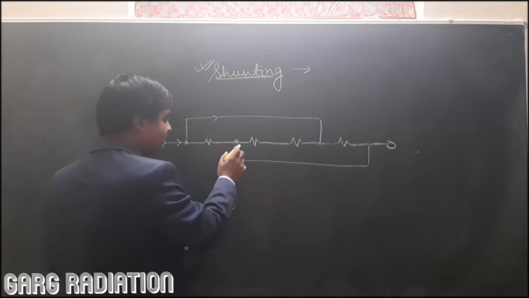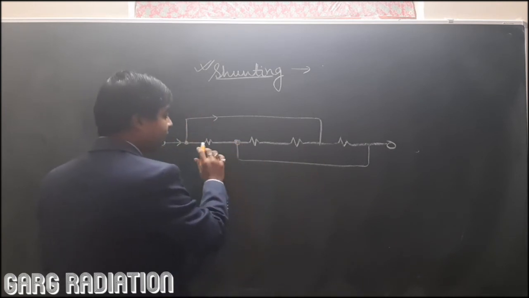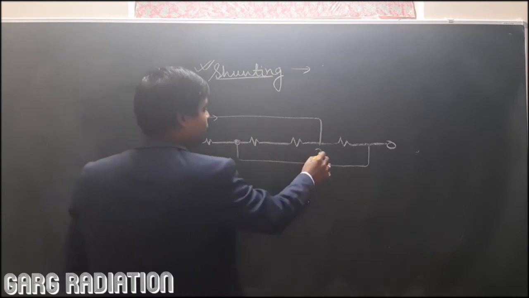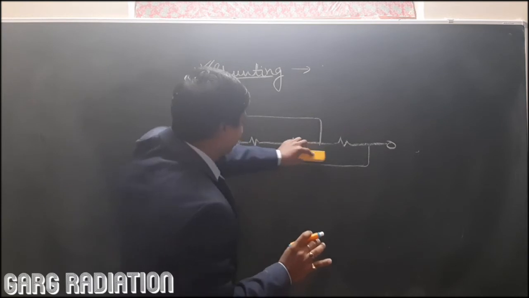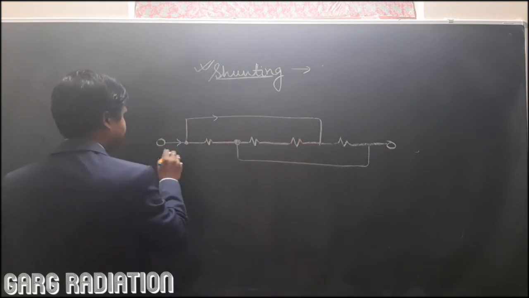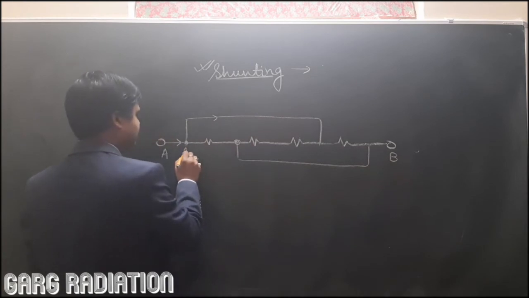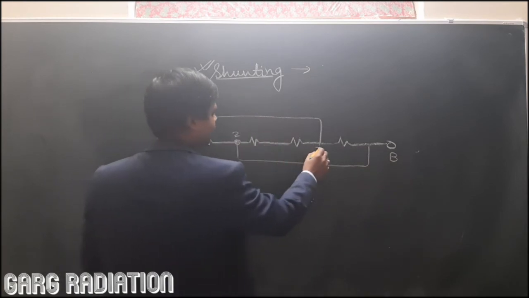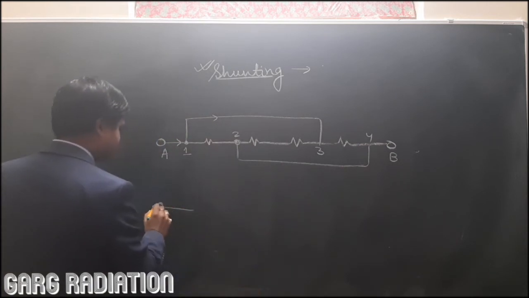Why? Because there is one point which will not let these 2 points become so that the current entirely becomes 0. So if you redraw the circuit, then you will understand. Whatever concept I have explained, according to that, if you redraw the circuit, you will understand. Suppose this is point 1, this is point 2, this is point 3, this is point 4. So again we redraw the circuit.